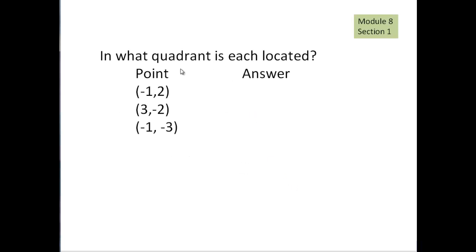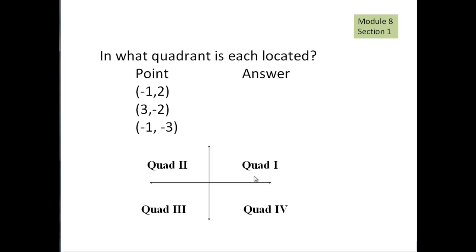Okay, in what quadrant is each point located? Well, first you need to know what the quadrants are. If you have a grid, the x-axis is horizontal, the y-axis is vertical. Quadrant 1 is in the upper right corner, quadrant 2, upper left, quadrant 3, and then quadrant 4 going around counterclockwise.